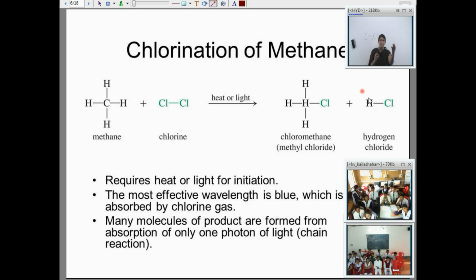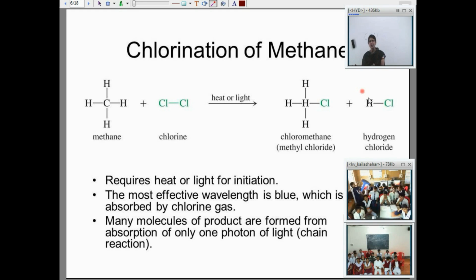One chlorine has taken the place of a hydrogen. Hydrogen has combined with another chlorine. Reaction finished. To write it is easy, but how it happens, that we need to understand. Now children, in the chlorination of methane, a very important thing is light. Okay, it is written heat or light, but this reaction cannot be done using flame.